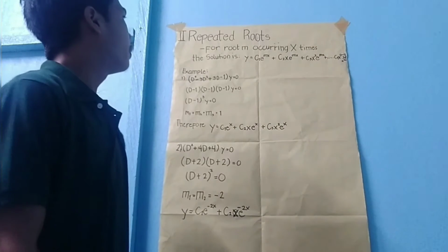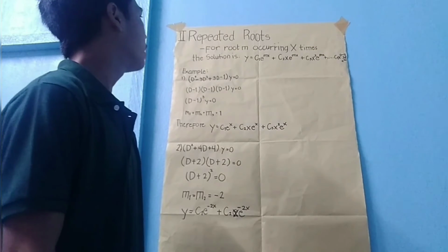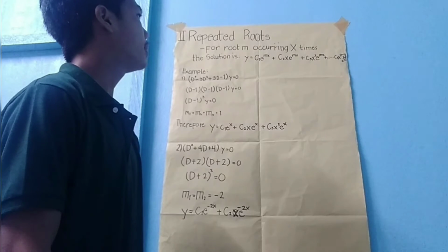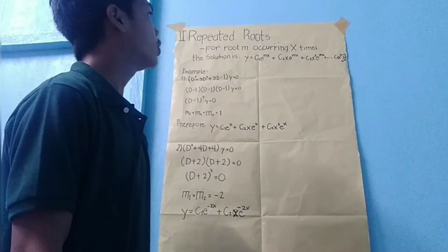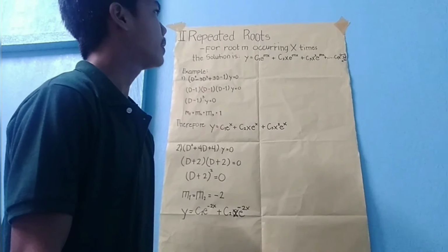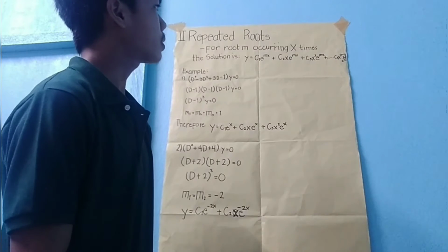Our topic for today is repeated roots. So, for roots m occurring x times, the solution is y is equal to c1 e raised to mx plus c2 x e raised to mx plus c3 x squared e raised to mx plus and so on and so forth.